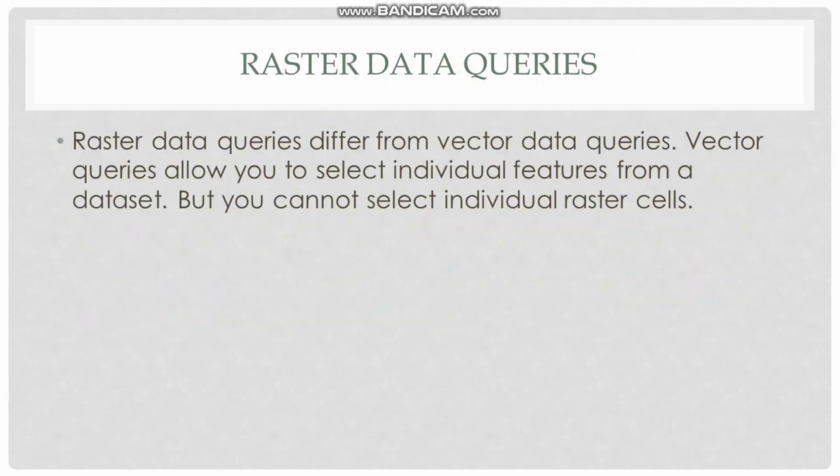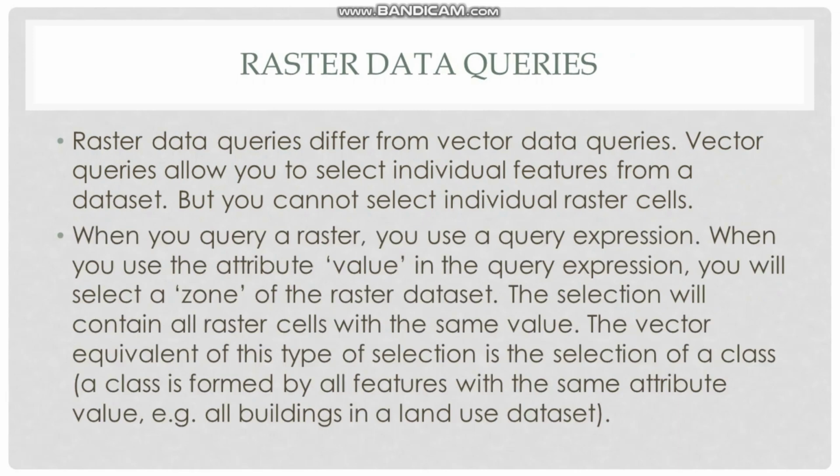Raster data queries differ from vector data queries. Vector queries allow you to select individual features from a dataset, but you cannot select individual raster cells. When you query a raster, you use a query expression as well as in vector. When you use the attribute value in the query expression, you will select a zone of the raster dataset. The selection will contain all raster cells with the same value. The vector equivalent of this type of selection is the selection of a class. A class is formed by all features with the same attribute value, for instance, buildings in a land use dataset.